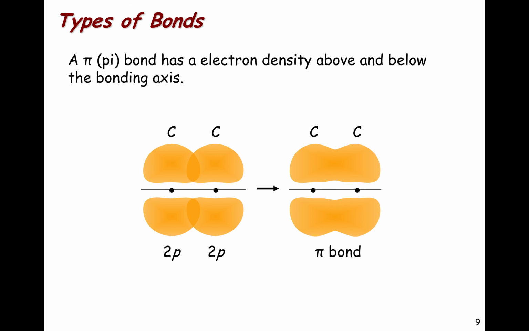the overlap of these orbitals is not quite as good as what was observed in the sigma bonds, and so although these represent an attractive force, the force of attraction in a pi bond is not quite as strong as that in a sigma bond.